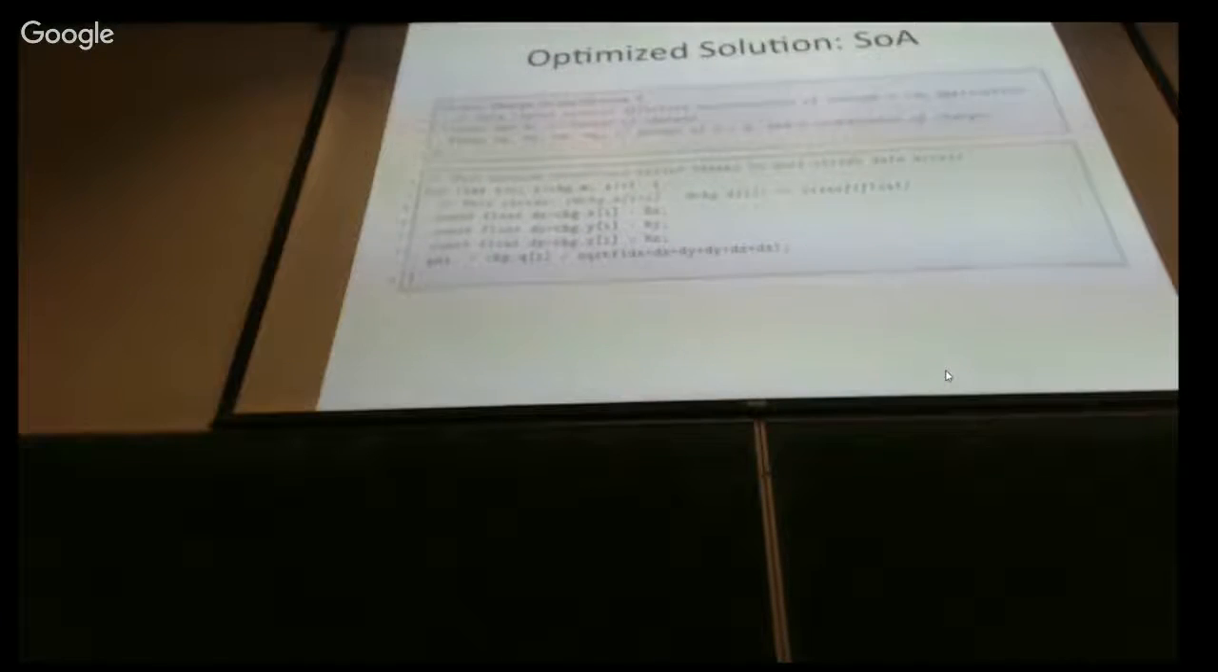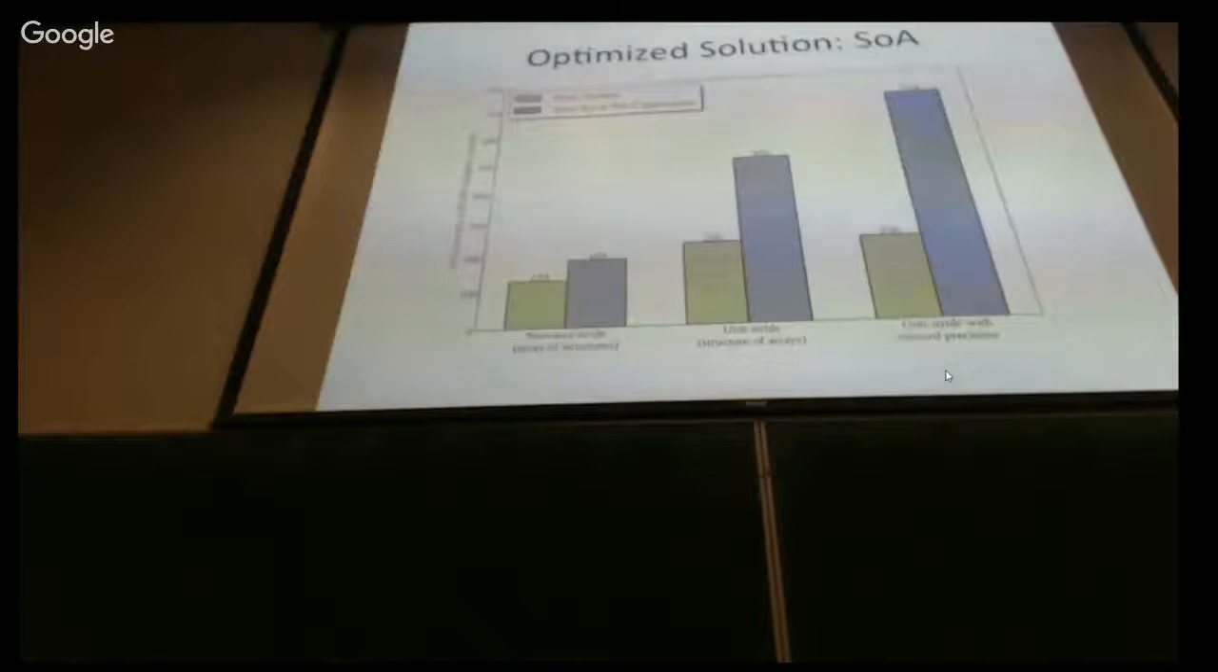There's a version of the code where the accesses are unit stride accesses and where the data structure has been changed so that we're now working with a structure of arrays. And here's the performance improvement that you get from doing that.